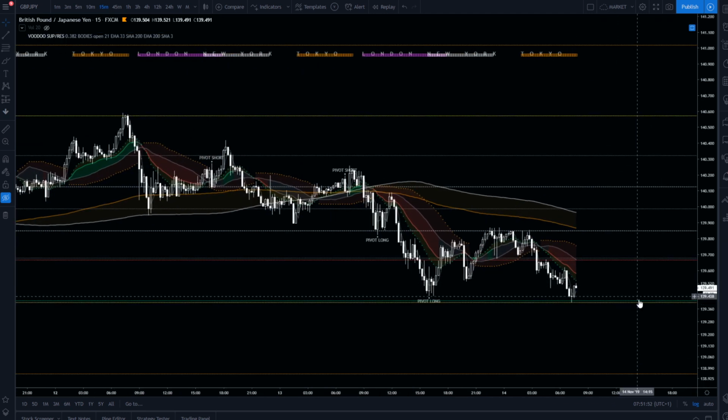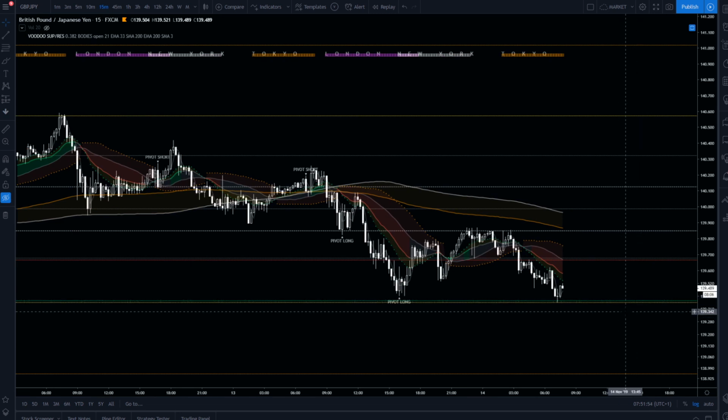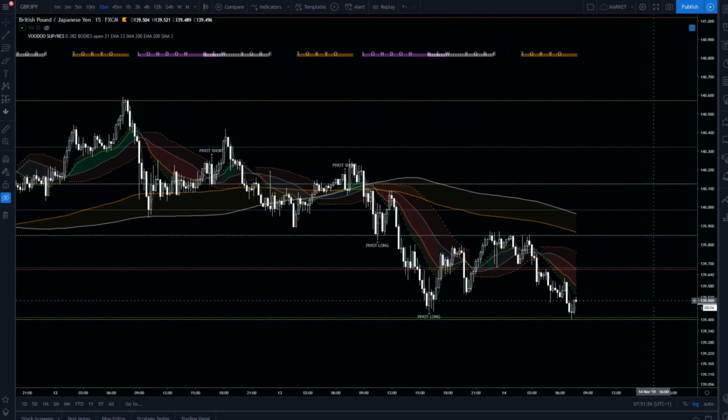I hope it explains the basics of the Voodoo support and resistance. In next video I will tell you about other indications like EMAs. So enjoy playing with it and trade safe.